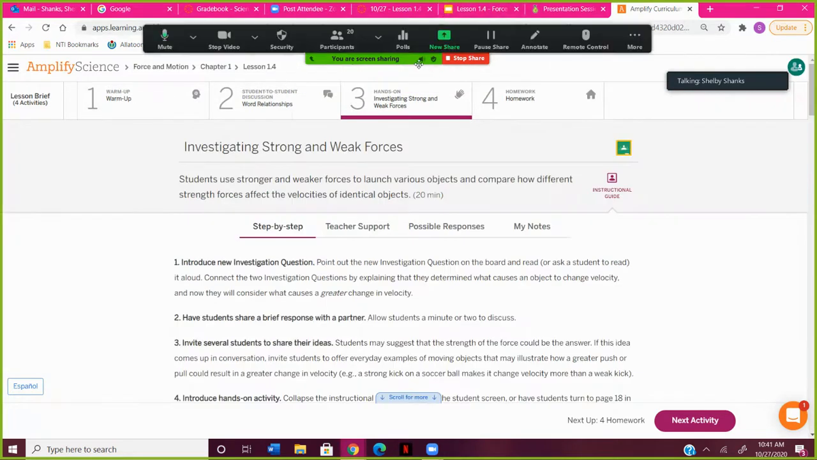I'm going to stop sharing my screen and go back to Pear Deck. So once you are done with that and you hand that in, make sure that you come back to our Pear Deck.